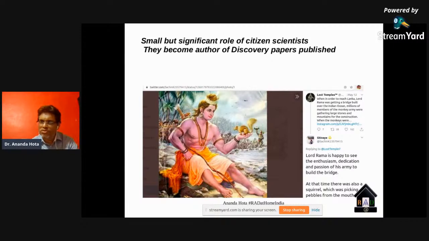Our mythology, the Ramayana, has this kind of story. I'm just mentioning it; you must be knowing it and can read it somewhere else. When monkeys were doing the big heavy stone lifting and building the bridge, the squirrel was doing the small task. Okay, let me not go through it.